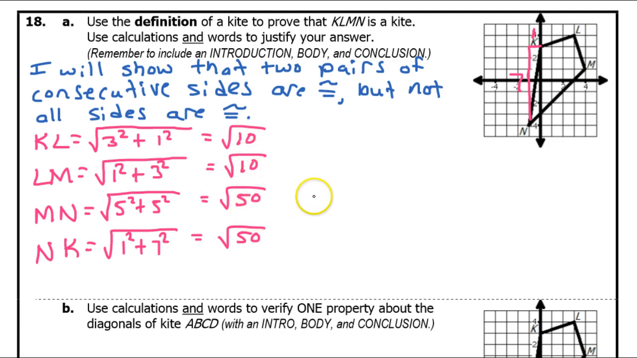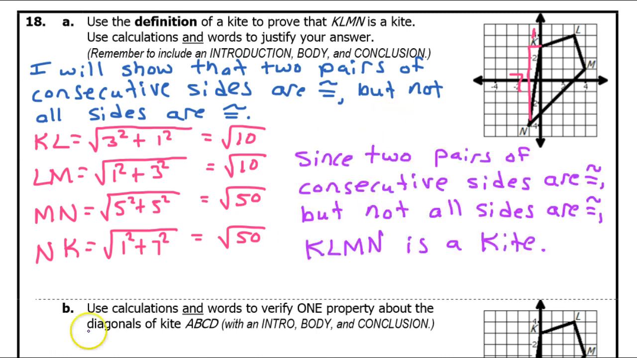so that makes this a kite. So I'm just going to write down that conclusion that I just said. And there you go. Since 2 pairs of consecutive sides are congruent, but not all sides are congruent, KLMN is a kite. So see, I have my introduction, my body, which is the calculations, and then my conclusion.